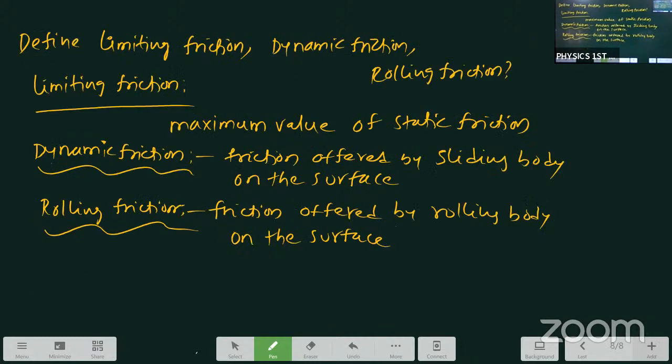Now question number 3: limiting friction, dynamic friction and rolling friction. Limiting friction means the maximum value of static friction. What is dynamic friction? One body moving on a surface, friction acts between the contact bodies. One body rolling on a surface, friction acting between the contact surfaces, that is rolling friction. Last question from this class, laws of rolling friction. Two laws are enough.